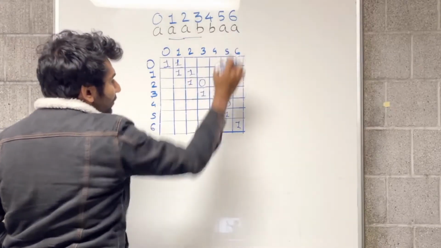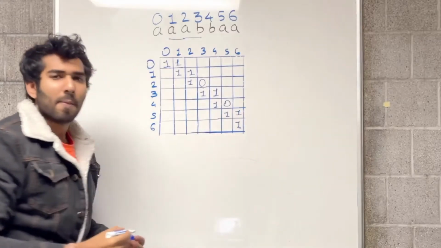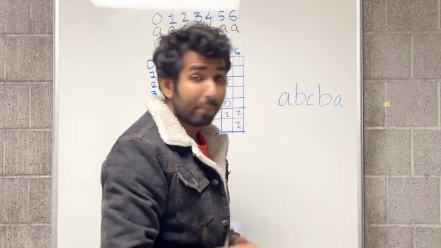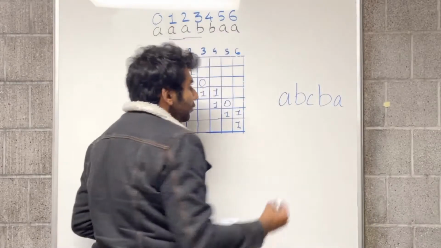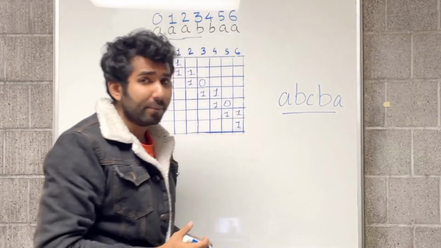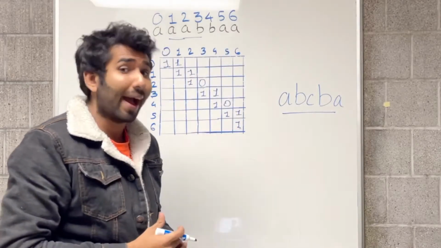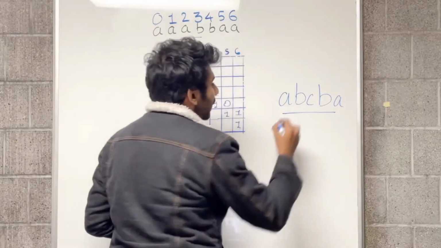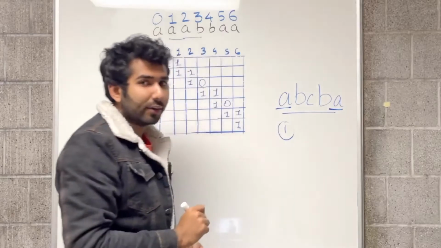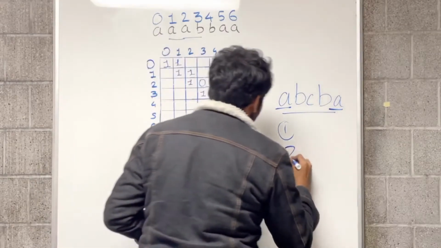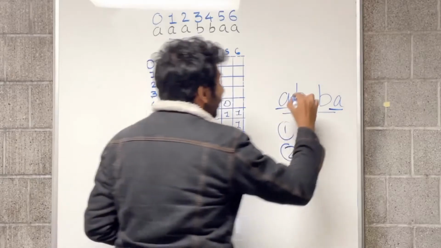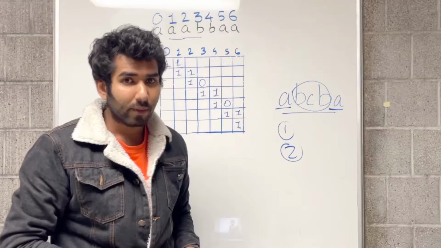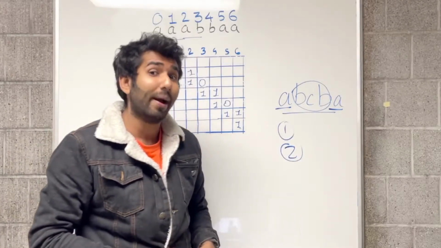Now for substrings with length 3 and onwards, we're going to come up with a condition check. Please pay attention here. For example, if we have this string ABCBA and we need to check whether this is a palindrome or not, we can have two checks. The first check is whether the first character and the last character are the same or not. The second check is whether whatever is between the first character and the last character is a palindrome or not.